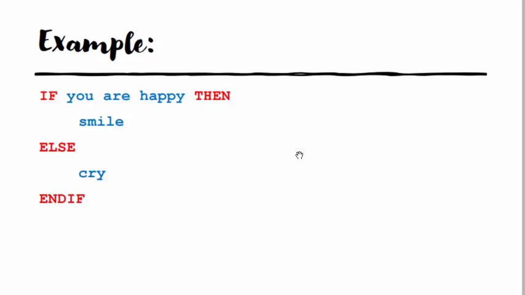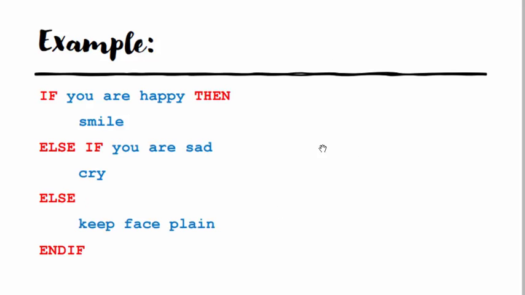This is another variation of the if conditional, adding more conditions such as if and else. So it's not only an if conditional, but an if-else conditional. If you are happy, as in the example given here, then smile, else you cry, and then end the if conditional. Another variation is adding more conditions: if you are happy, then smile, else if you are sad, cry, and else keep face plain, and then end the if conditional.